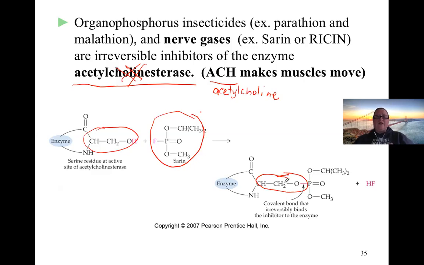Every time you breathe, you inhale and your diaphragm contracts. So the acetylcholine allowed your diaphragm to contract. Now, if you are exposed to nerve gases that block acetylcholinesterase, it cannot work anymore, and you can no longer exhale, and you will ultimately become suffocated.